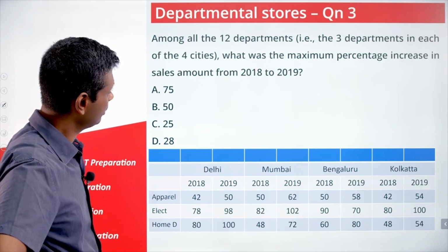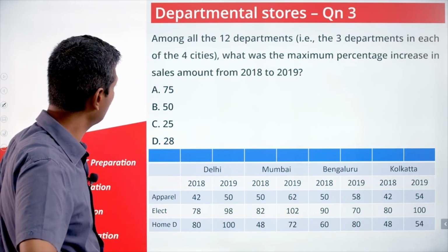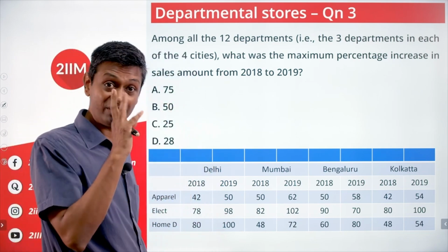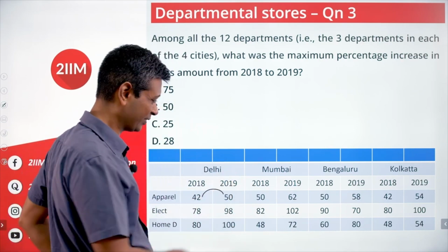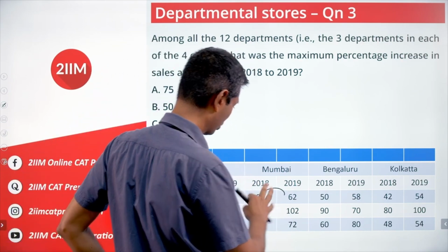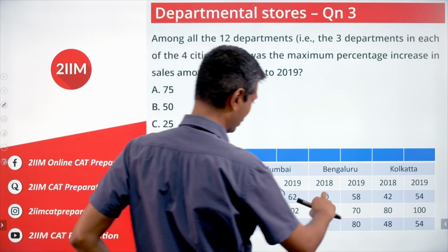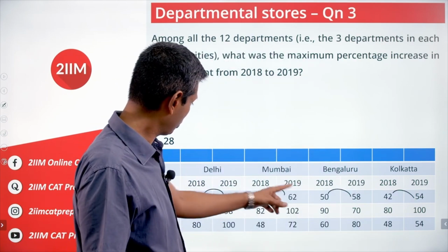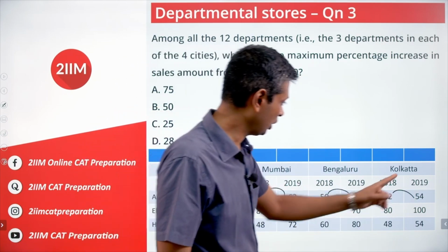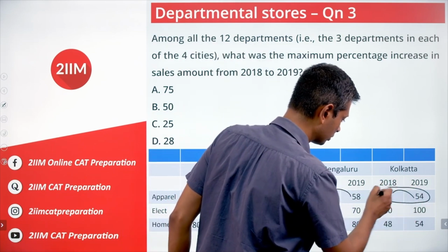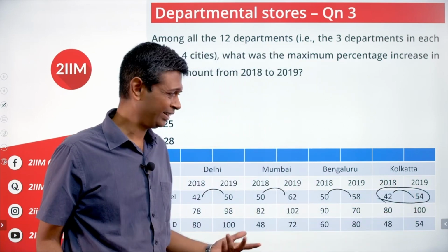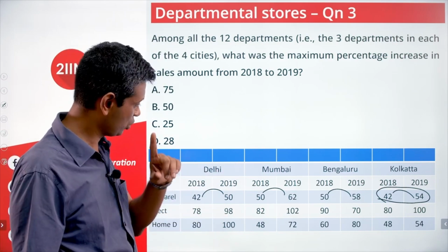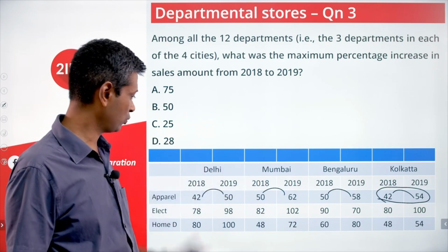Among all the 12 departments, what was the maximum percentage increase in sales amount from 18 to 19? You need to be very savvy number-wise. 42 to 50, not very high. 50 to 62, 12 out of 50, 24%. 50 to 58, low. 42 to 54, low. There's an increase of 12 over 50. There's an increase of 12 over 42. This is the highest so far. 12 by 42. Fine, I'm going to keep that in mind, but I'm going to look at the others. I might have to come back.